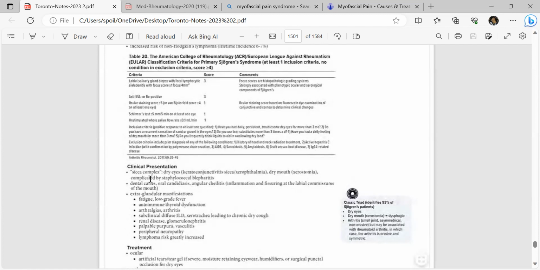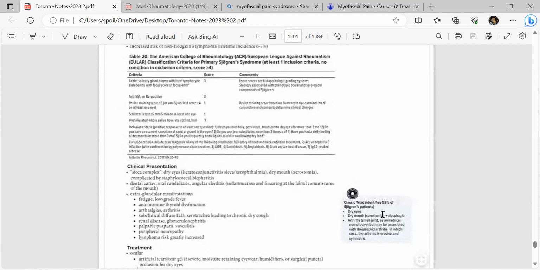Okay. Clinical presentation is the sicca complex, that is dry eyes, dry mouth, complicated by staphylococcal blepharitis. Okay. Dental caries, oral candidiasis, angular cheilitis. Again, it's all because of dry mouth and everything. Extraglandular manifestations: fatigue, low-grade fever, autoimmune thyroid dysfunction, arthritis, subclinical diffuse interstitial lung disease, renal disease, glomerulonephritis, palpable purpura, vasculitis, peripheral neuropathy, lymphoma risk is increased.